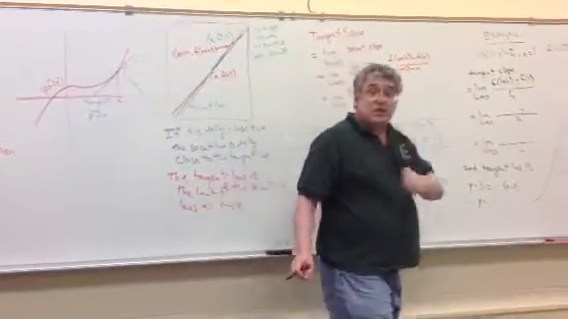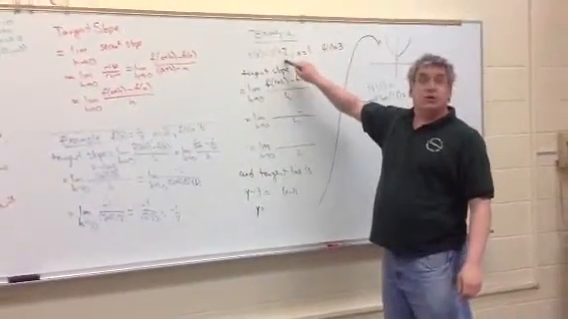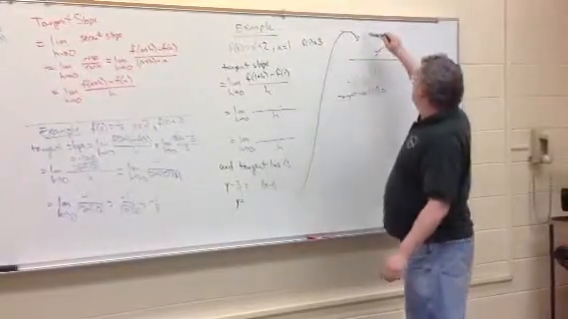So I want to do an actual example using this. In black here, my function is x squared plus 2. I'm choosing a is 1, so that means f of 1 is 3. So here's the function.